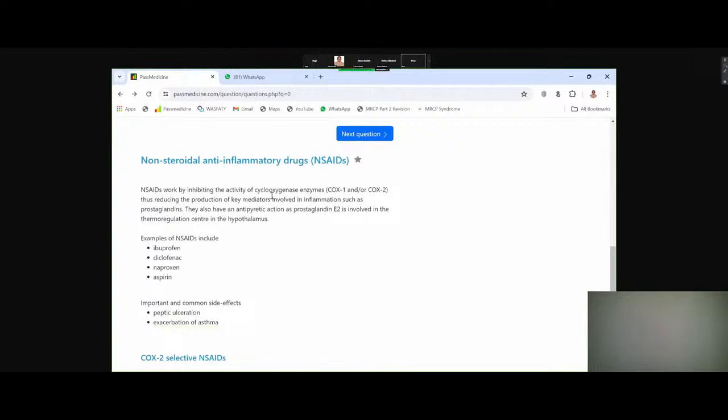NSAIDs work by inhibiting the activity of the cyclo... Okay. I will close now and we will be back after the salah. This is open here, so you can stay connected. I am just muting, and you can go for the salah and we will be back in 10 minutes.